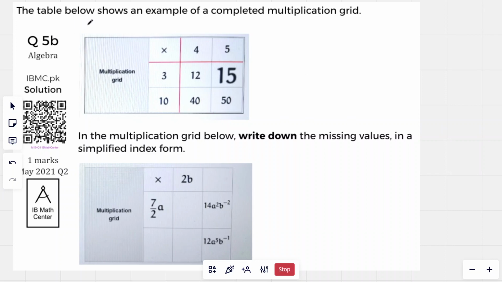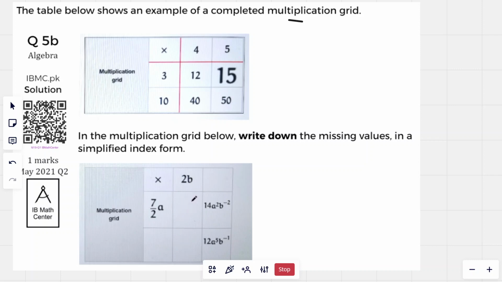So the question says that the table below shows an example of a completed multiplication grid. In the last question, which was 5a, we looked at an addition grid. This is a multiplication grid. And what's happening here? 3 multiplied by 4 gives us 12. 3 multiplied by 5 gives us 15. And likewise, 10 multiplied by 4 gives us 40. And 10 multiplied by 5 should give us 50. Right. So we're going to carry on with the same multiplication grid, except that 4 of the elements are missing.